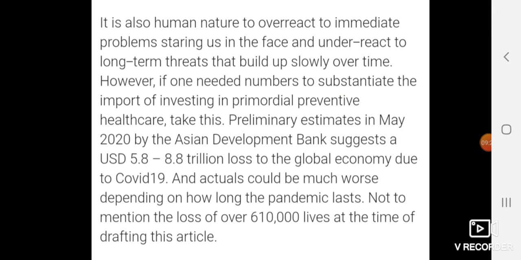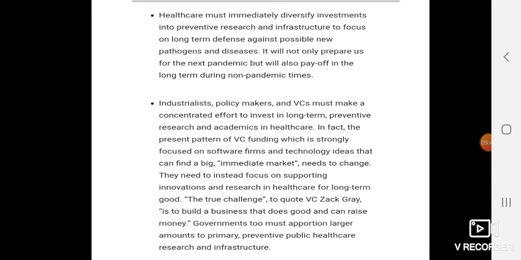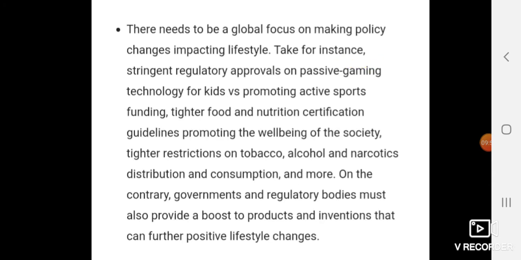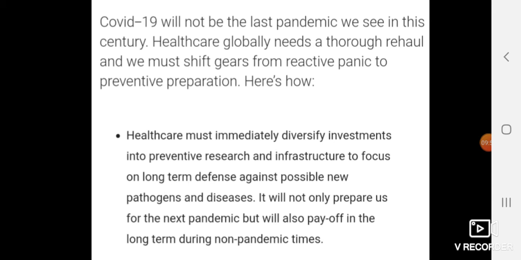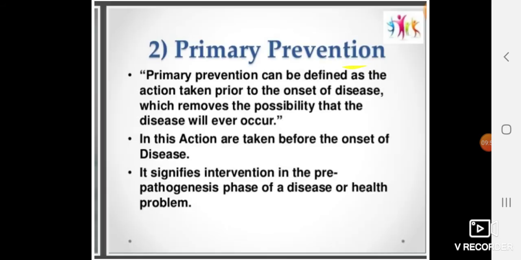So he mentioned all these primary preventions and what they did. In May 2020, the Asian Development Bank suggested a loss of 5.8 to 8.8 trillion dollars in the global economy due to COVID-19. That much money they invested for the prevention of COVID. He mentioned everything regarding primary prevention, including COVID. So if you don't mind, please read this article one time. That's why I included this article in this one.